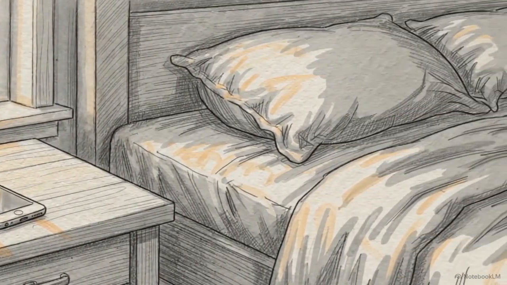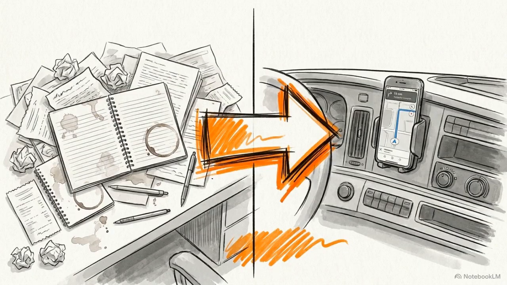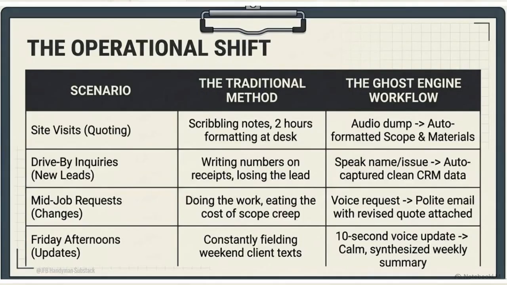The objective of these 4 modules is to shift the administrative load from your home to the cab of your truck. Look at the shift shown in this table. You're moving from 2 hours of formatting at a desk to an audio dump that creates structured scopes. You're replacing constant weekend texts with a 10-second voice update that generates a calm weekly summary.